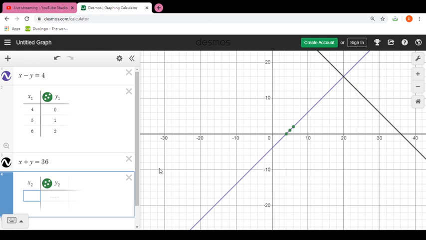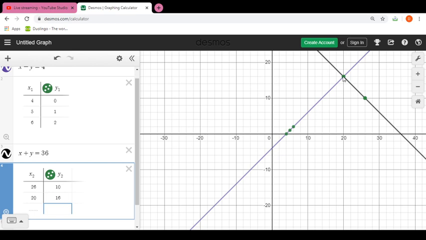So the point you have taken is x equal to 26 and the corresponding y value is 10. See this point? This is on this line. Another point that we have taken is x equal to 20 and y equal to 16. Then the third point that we have calculated is x equal to 16 and y equal to 20. See, these 3 points are on this line.